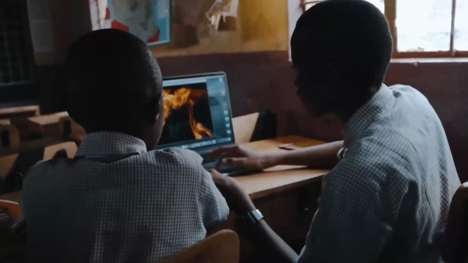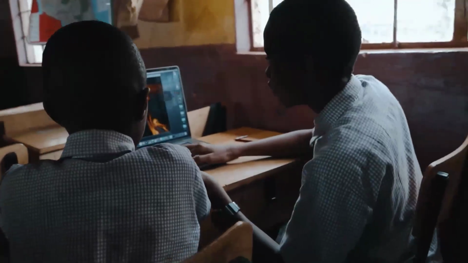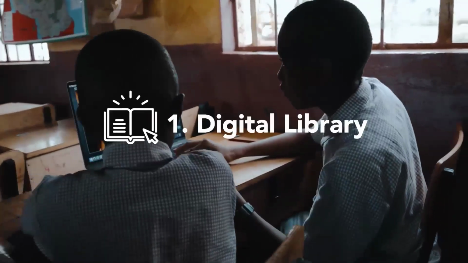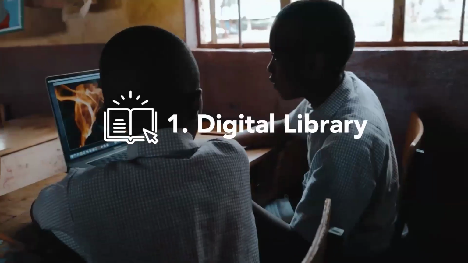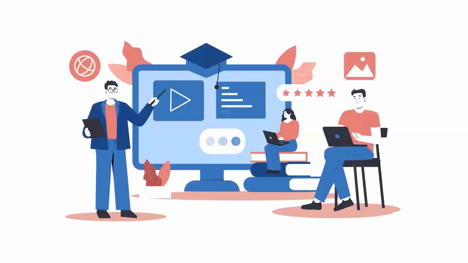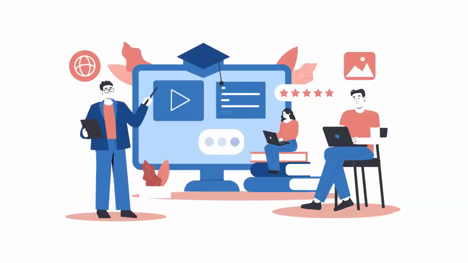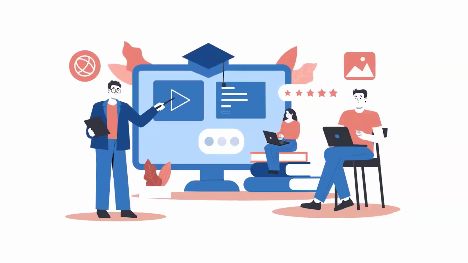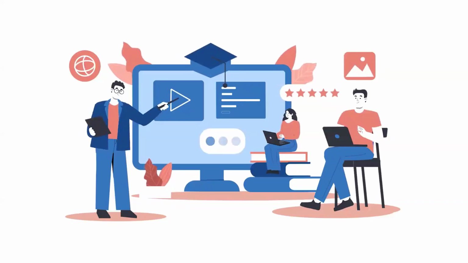The Kiswate Digital Academy is structured around 3 core components: 1. Digital library. This will provide students and teachers with access to a vast array of digital textbooks and educational resources online, ensuring that learning materials are both accessible and affordable.